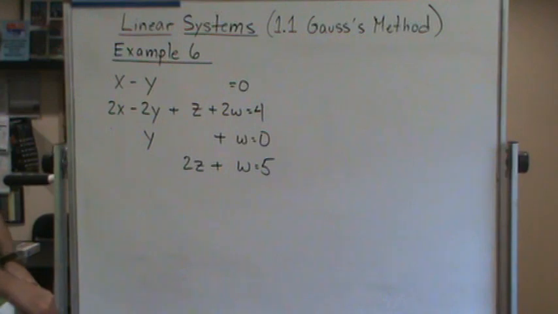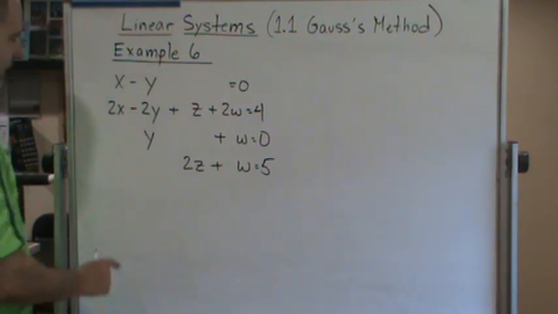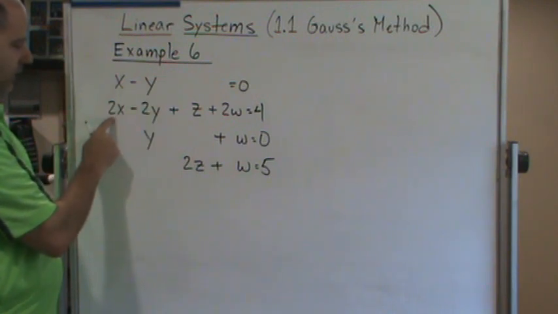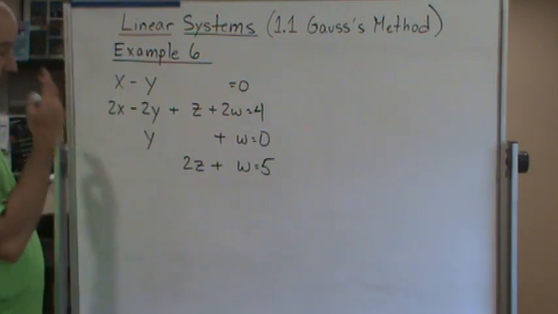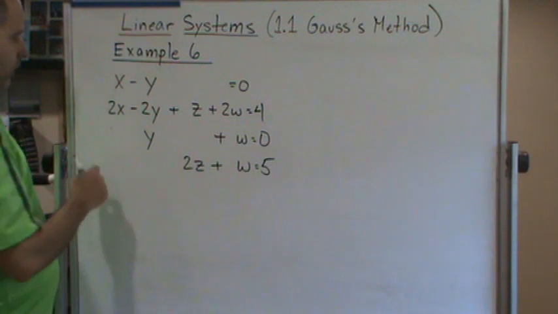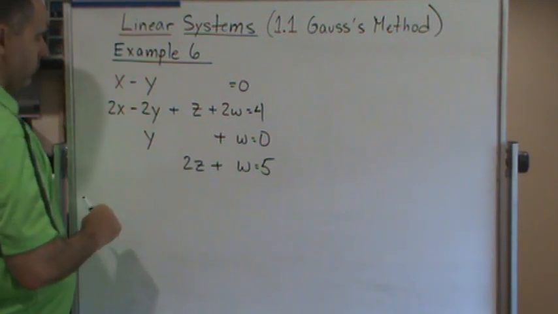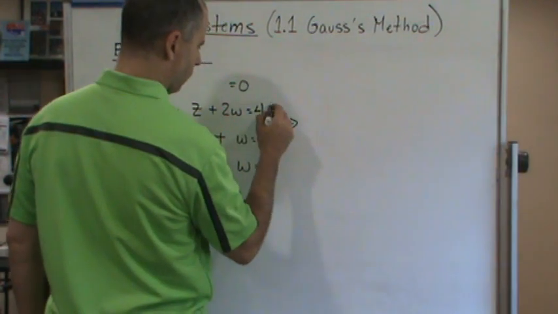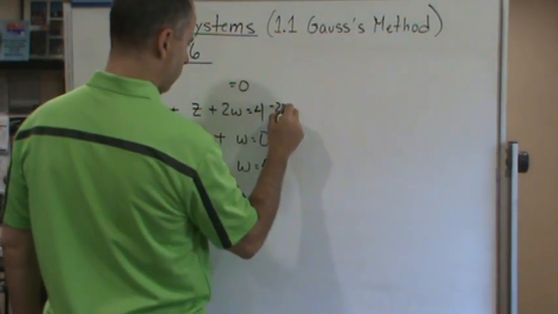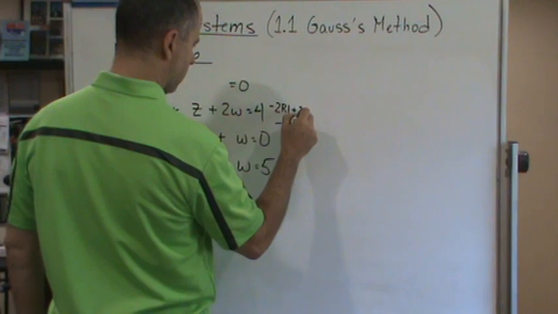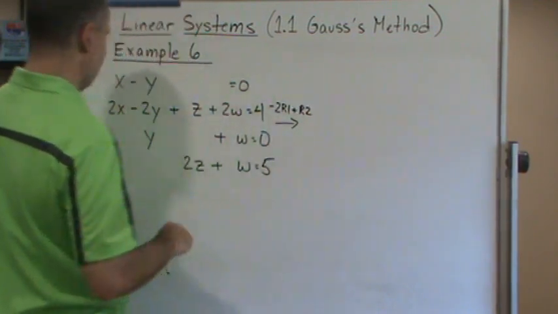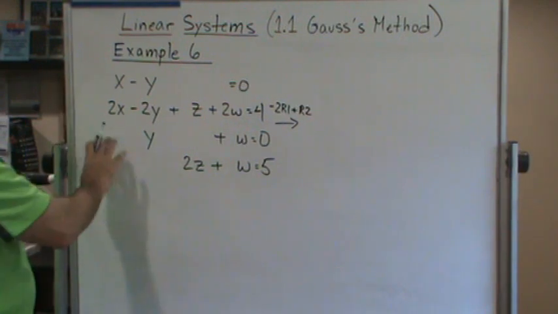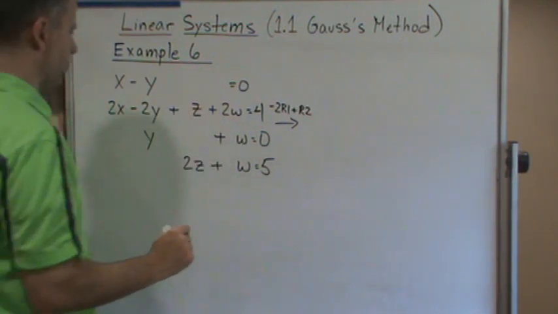The first thing we're going to do is eliminate the x's. So notice these x's here. We're going to use the first row to eliminate the x variable in the second row. So we're going to take -2 times row 1 and add it to row 2. So we're going to do -2 row 1 plus row 2. Again, all the other rows are going to be left unchanged. The only thing that's going to change is row 2.